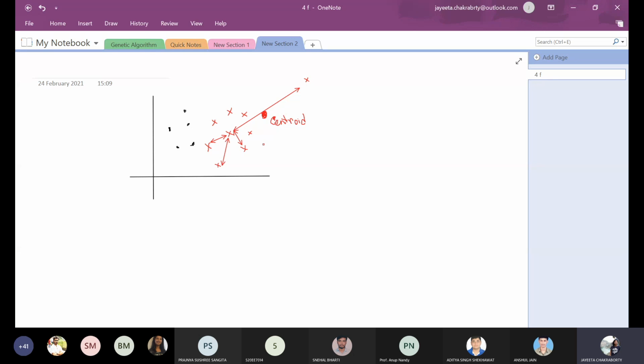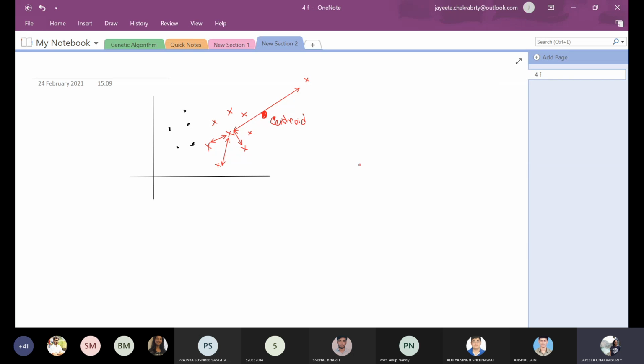If the centroid is here, then it actually becomes difficult for the algorithm, because ultimately it will converge to some points, right? So it takes time for the algorithm to converge, and the number of epochs is more. So to avoid that, k-medoid was introduced.